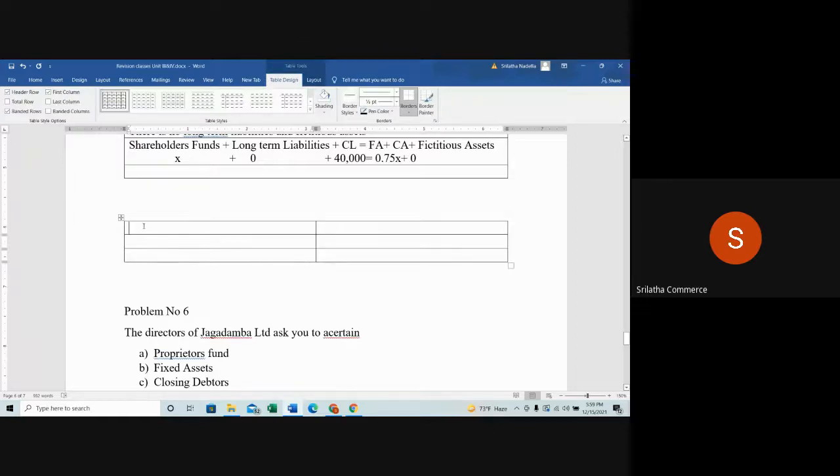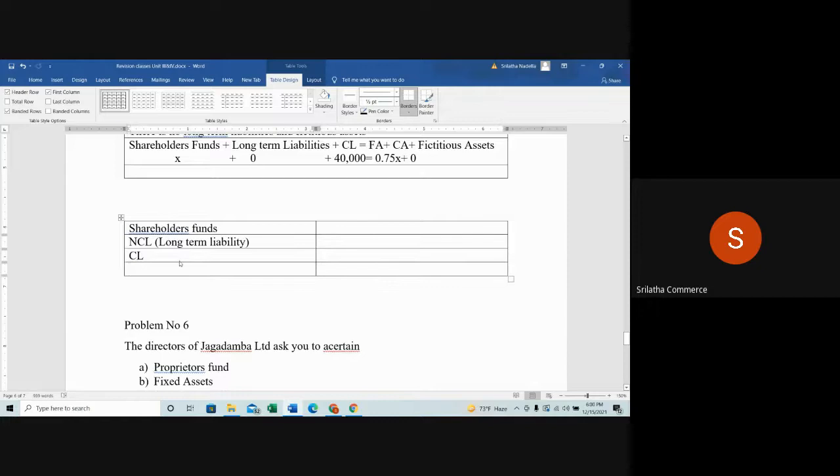This is the balance sheet. Liability side, what all are you going to take? You take non-current liabilities, that is nothing but your long-term liabilities. Then we take current liabilities, where you get the total liabilities.